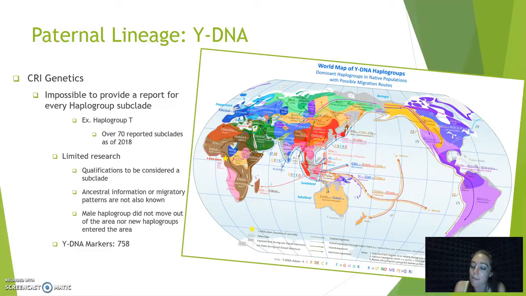Information on migration patterns is not as common as you would think. Scientists are fascinated with this and they're doing a lot of research on it, but not all the science is there. There are also many male haplogroups that didn't move out very much or didn't have any people moving in. If you think about the Oceania region, the haplogroup pretty much stayed where they are today. There wasn't a lot of movement, and that's also where it developed. So you don't have many migration paths to show because they didn't go anywhere.